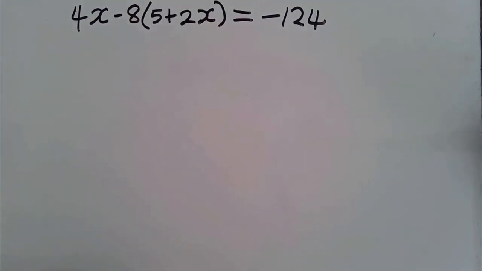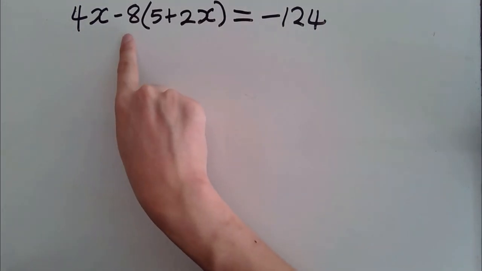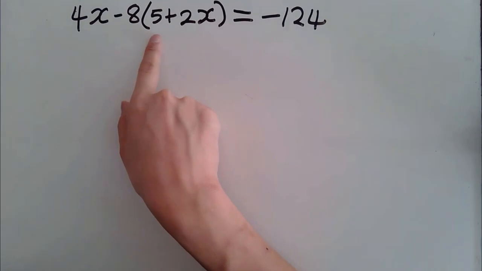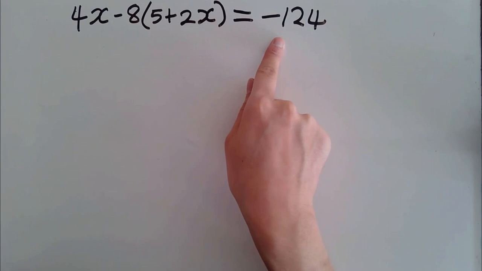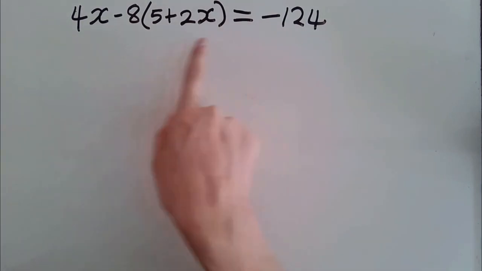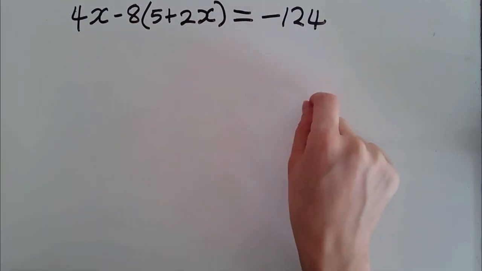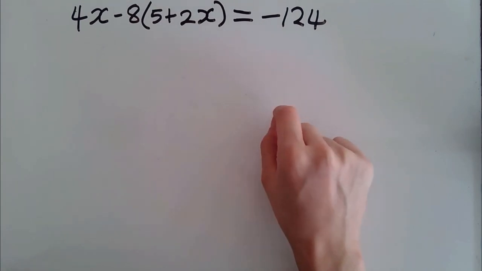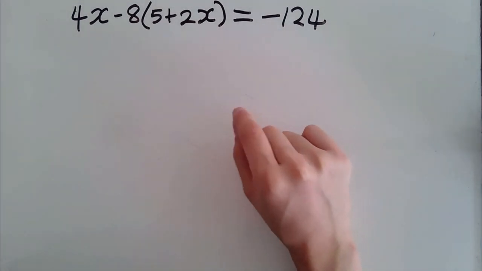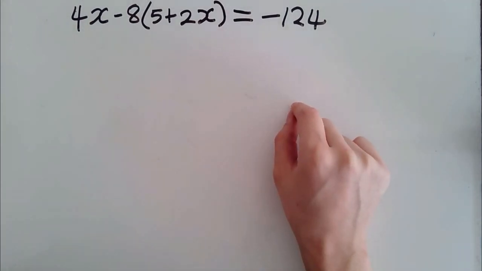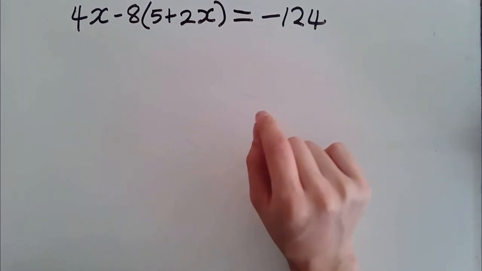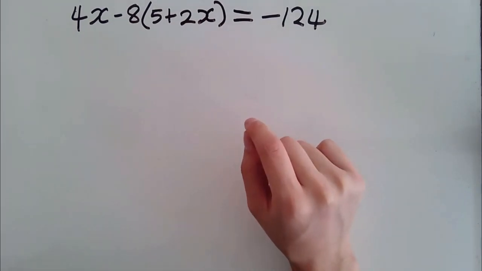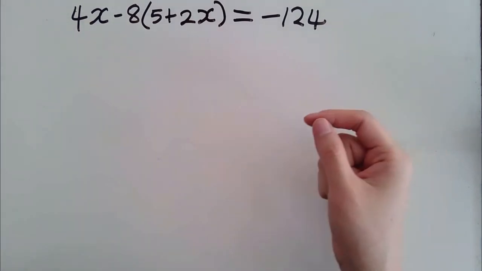Now let's try one more example. Over here I have 4x minus 8 times (5 plus 2x) is equal to negative 124. Now there are more numbers and variables, so it's very common for students to get scared. But remember, whenever you see something complicated, do whatever comes to your mind. Do whatever you can do first.